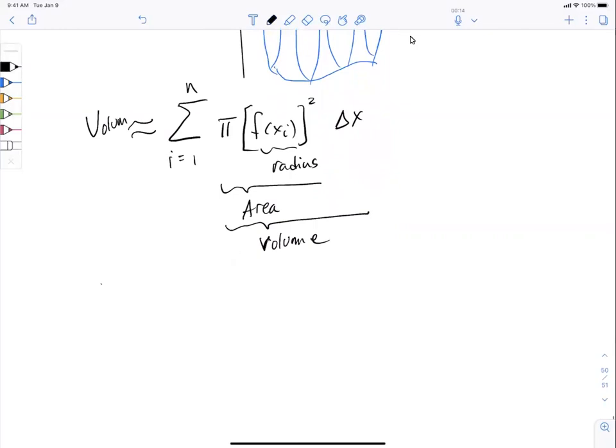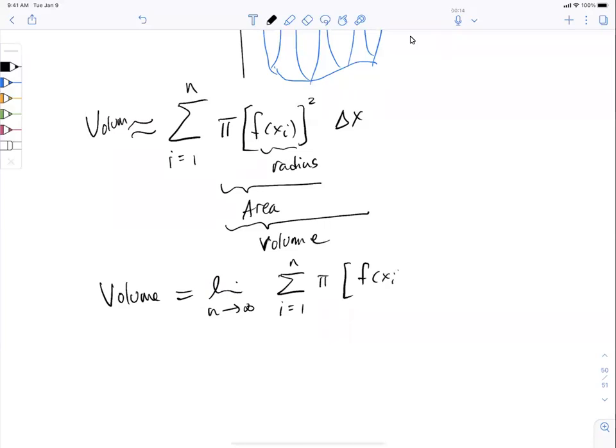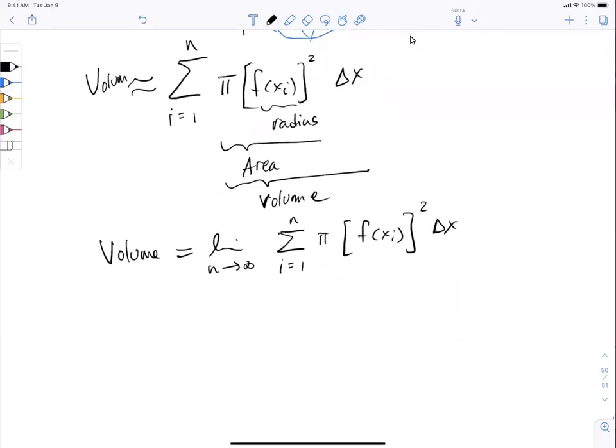I take the limit of it, the limit of the Riemann sum. Let's get used to that language again. And that gives me the actual volume. And of course, that becomes a Riemann integral from a to b of pi f of x squared dx.